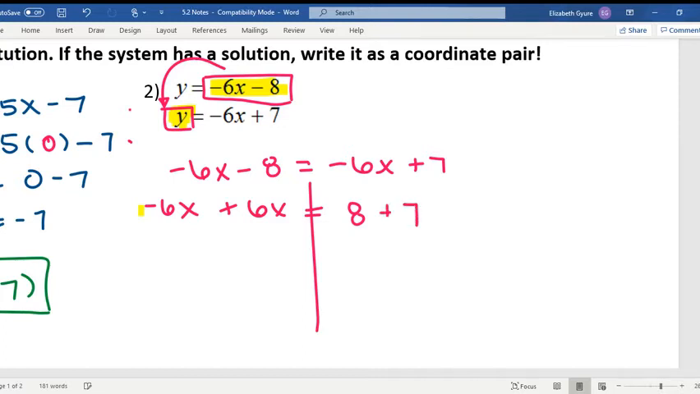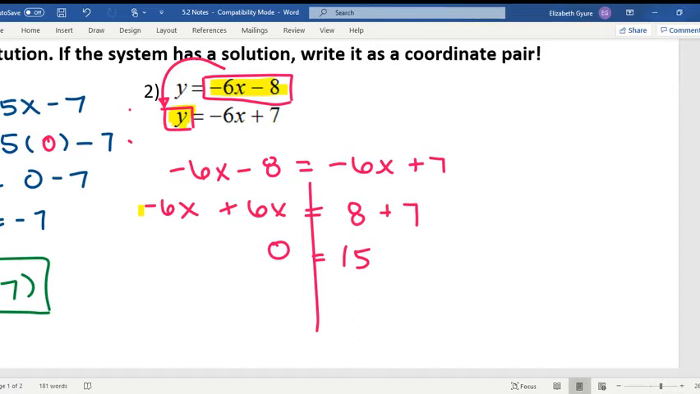Okay. Ladies and gentlemen, if I have -6x and a +6x, what is going to happen? They are gonna combine and become what number, Hayden? 0. Don't they cancel each other out? So are there any x's left over on the left? There's none, right? They completely cancel each other out, and on the left we're gonna just have 0. And then on the right we're gonna have what number, Asia? 15, because 8 plus 7 is 15.